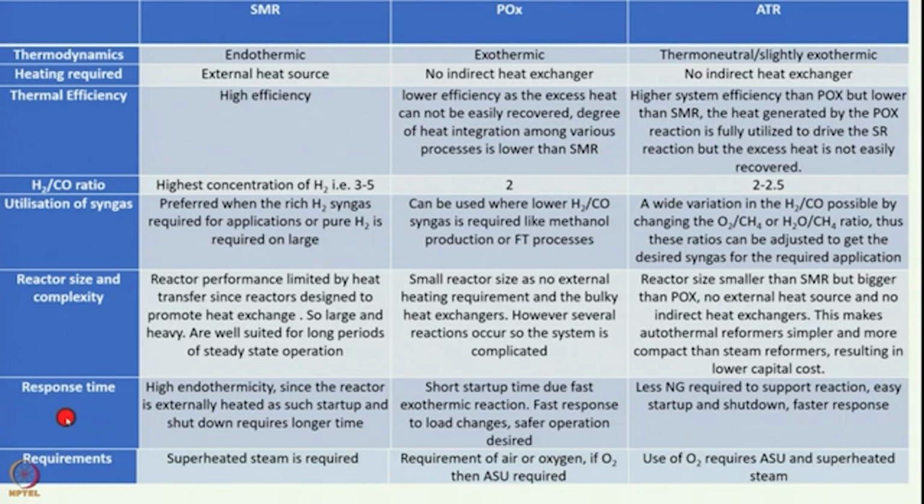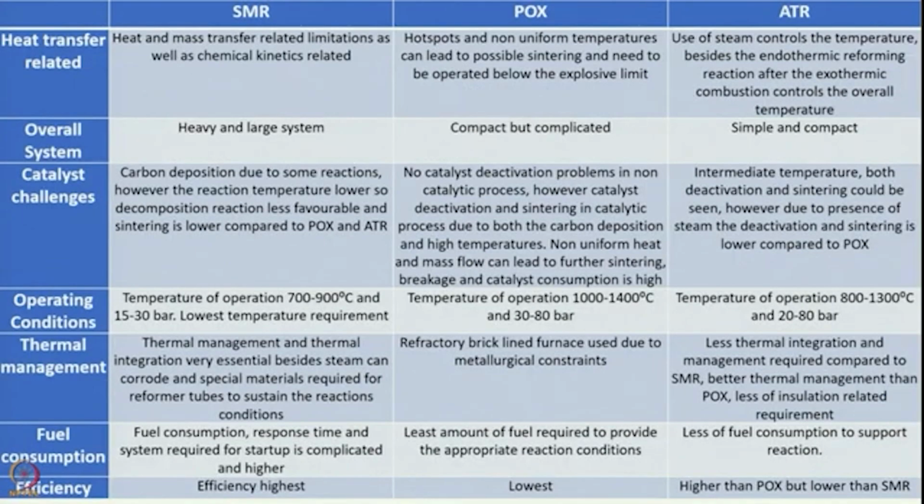If we compare on the basis of response time, since the process in SMR is highly endothermic, the reactor is externally heated, so it requires a long time for starting it up or shutting it down. So, these are not meant for dynamic, very fast operations. Short startup time is observed in the case of partial oxidation as well as autothermal reforming. In steam methane reforming, superheated steam is required. In partial oxidation, air or oxygen is required. If oxygen is to be used, then an air separation unit has to be added, and the same is true for the autothermal reformer.